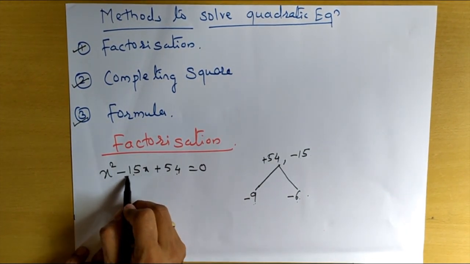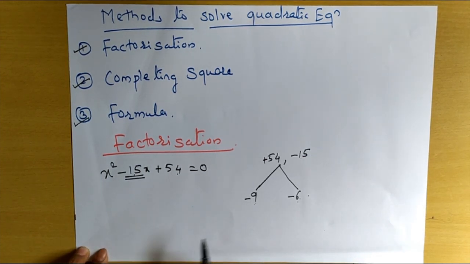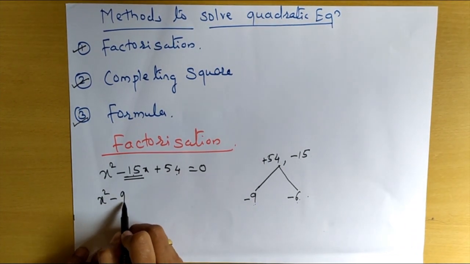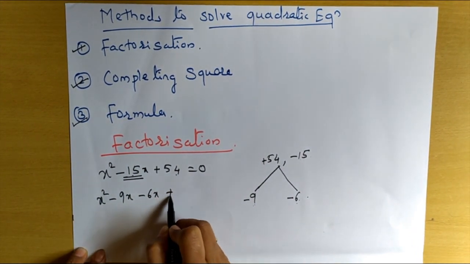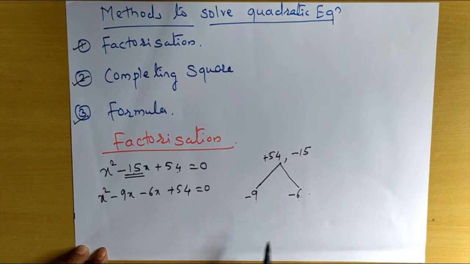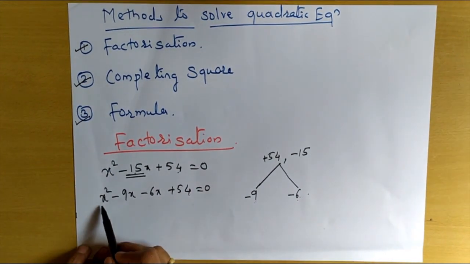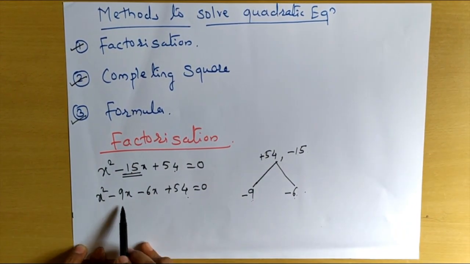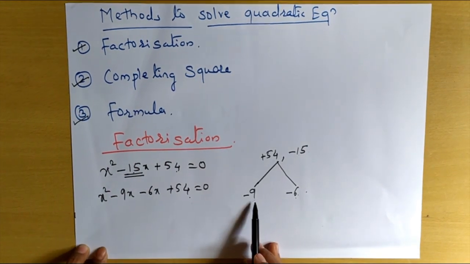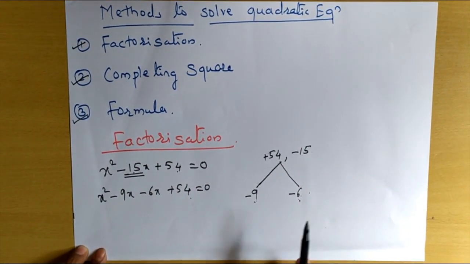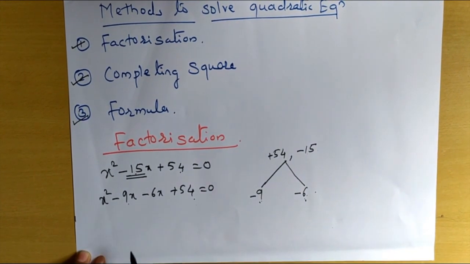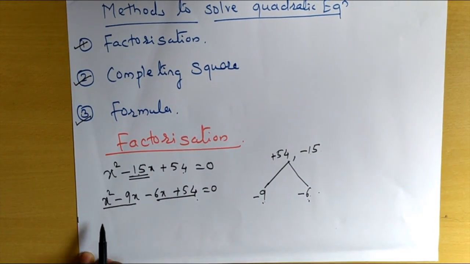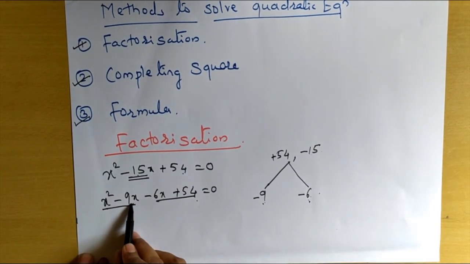Okay. Now this middle term you have to split, into which two numbers? Minus 9 and minus 6. So x square minus 9x minus 6x plus 54 equal to 0. See carefully, I am writing x square as it is, first term as it is, third term as it is. Only I am splitting the middle term minus 15x into these two numbers which we have selected, that is minus 9x minus 6x. The next step is to divide them into two groups.